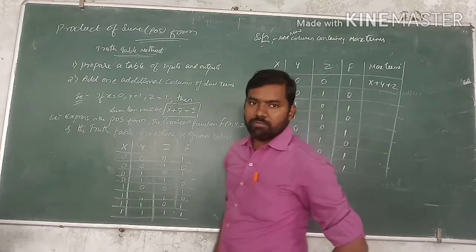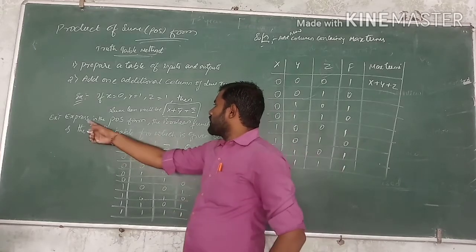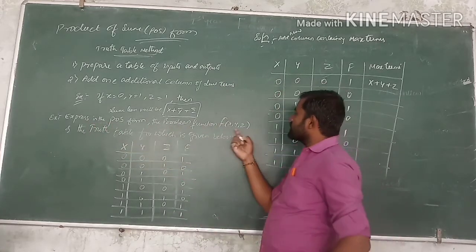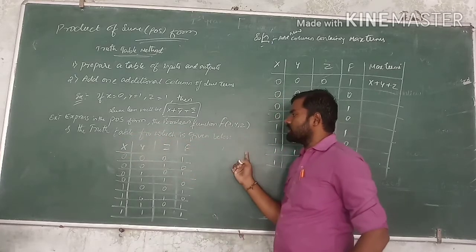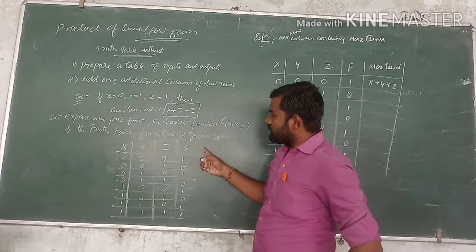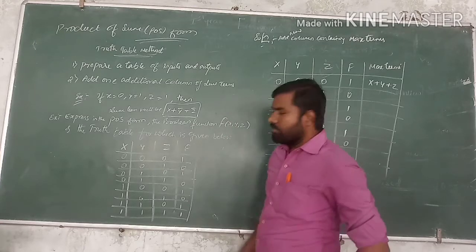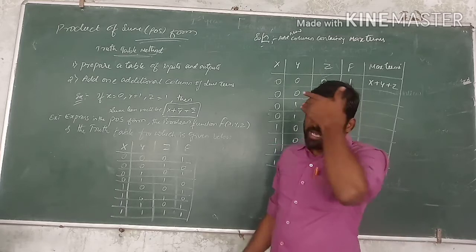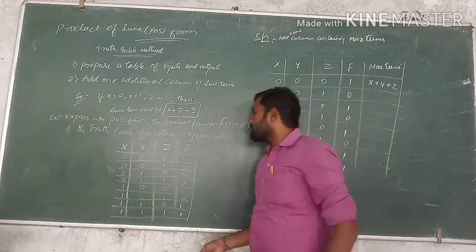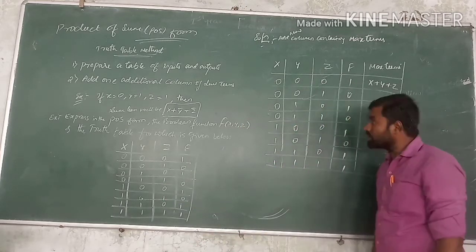Let us go with one example to understand the POS. Expressed in the POS form, the Boolean function is f of x, y, z, and the truth table for which it is given is x, y, z, f. So he has given the table over here. By taking this table only, we need to form the product of sum, that is the max term.